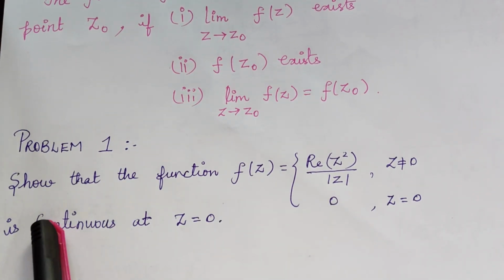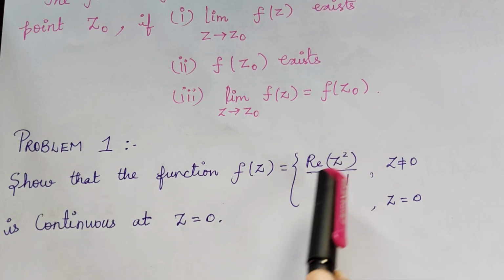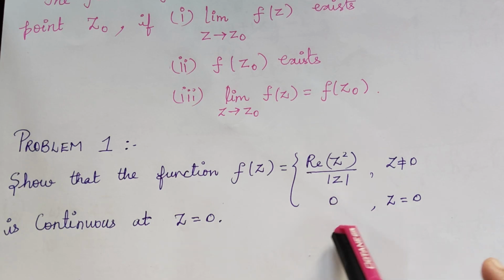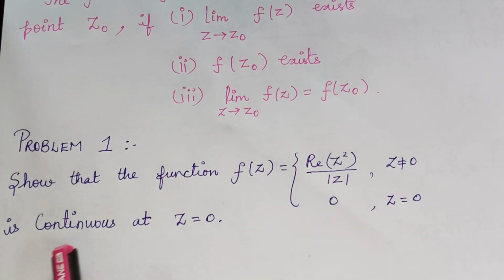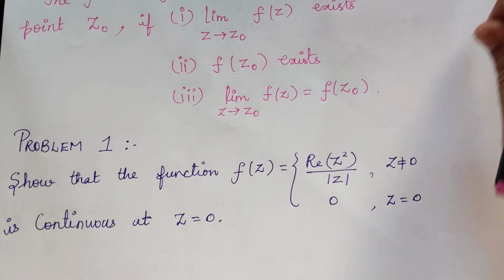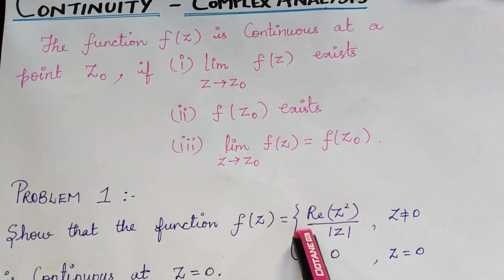The first problem is to show that the function f of z equal to real part of z squared by mod z for z not equal to 0, and 0 if z is equal to 0, is continuous at the point z equal to 0. So as the first step, we have to show that the limit of this function exists.